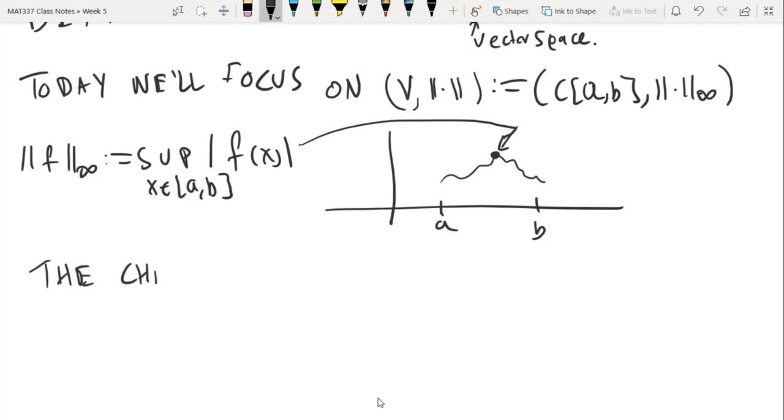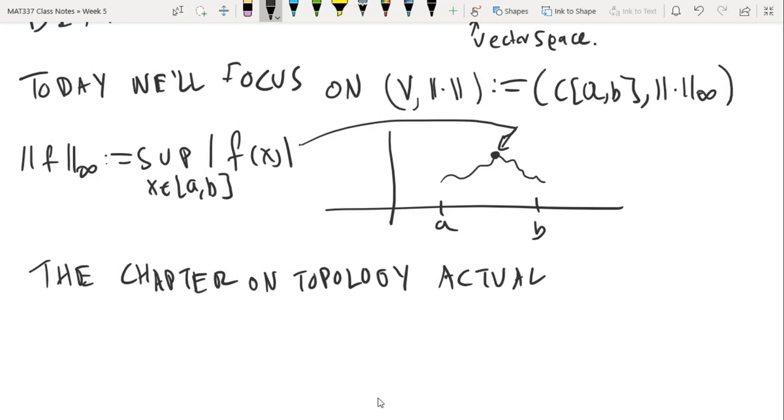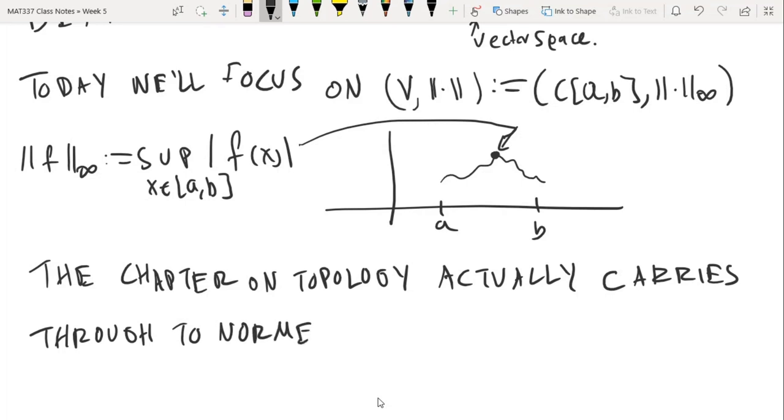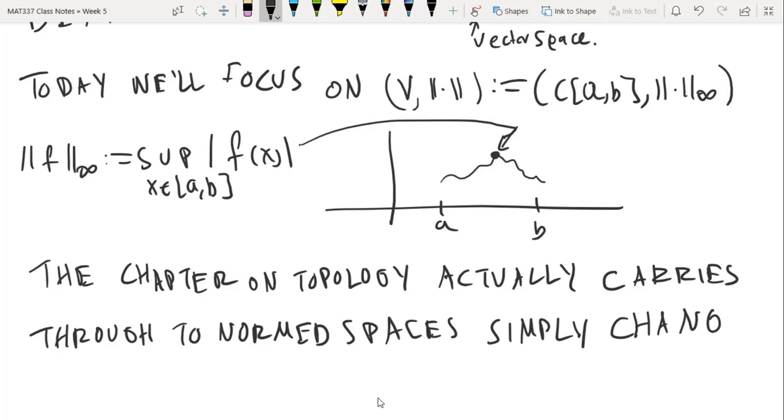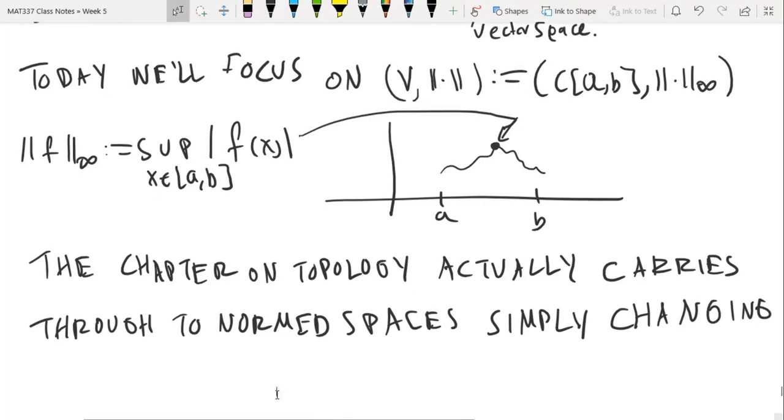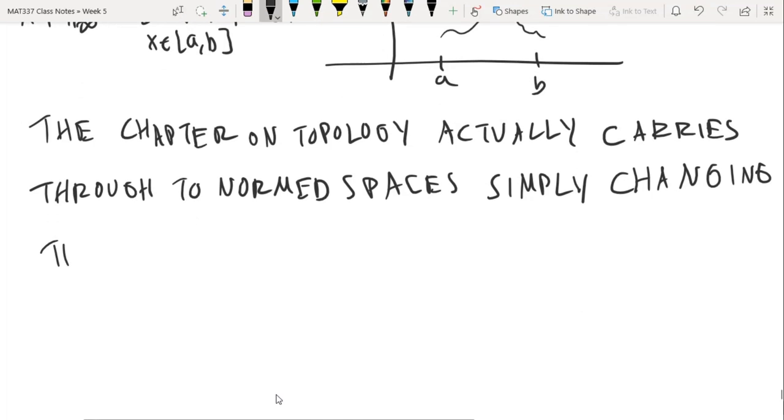The chapter 2 on topology actually carries through to norm spaces simply by changing the definition of the ball, the metric ball.